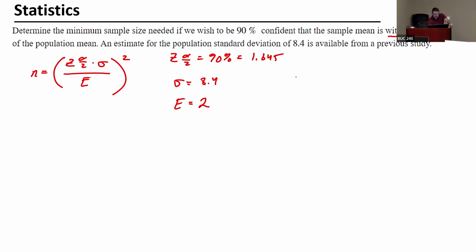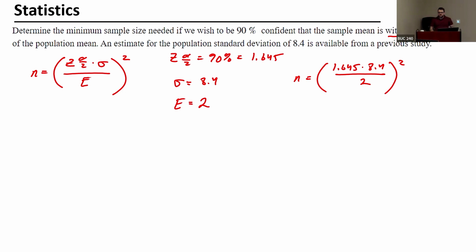So let's come in here and go, my n is going to be equal to, put a little parentheses in here, 1.645 times 8.4, all divided by 2. And then I'm going to square that whole thing and always round up to the next integer. Okay, always. You don't give decimals, you always round up. So notice when you do this here, you get 47.73, but how many do I actually have? 48.